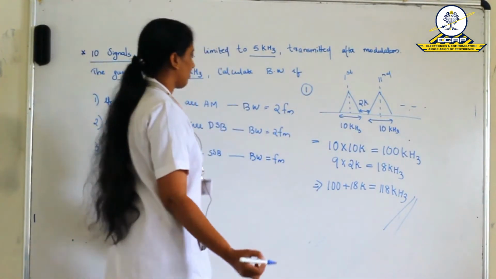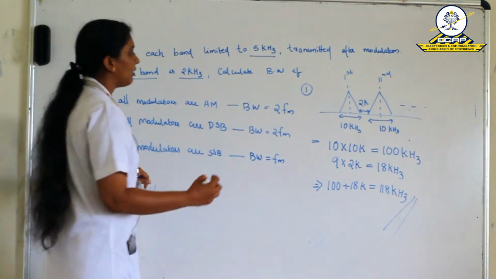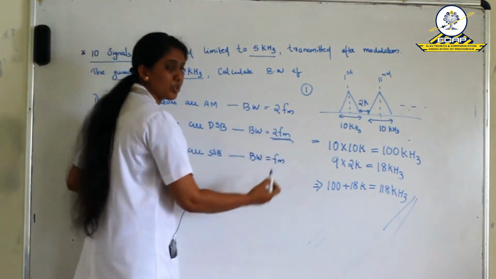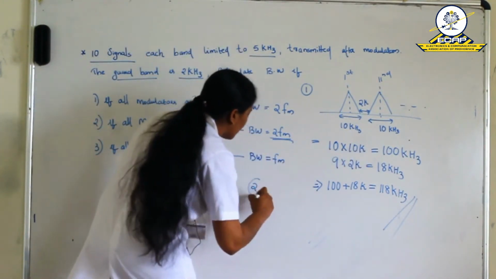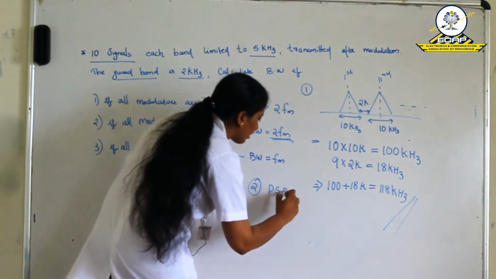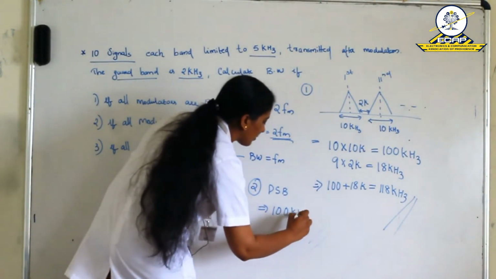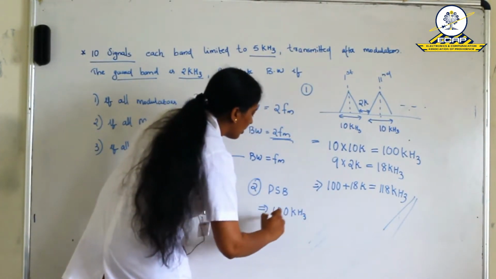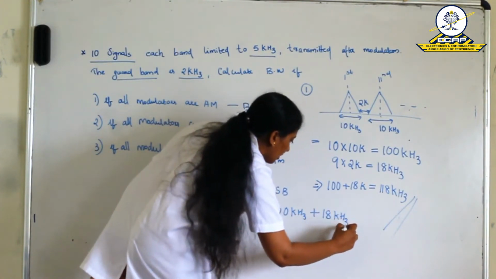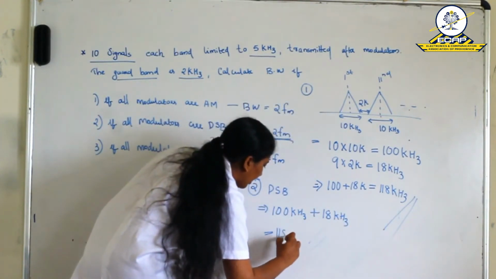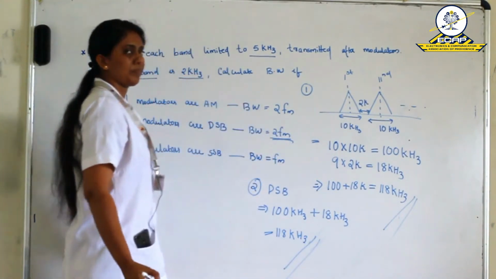The second part is if we are using DSB. The bandwidth of DSB is the same as AM, that is 2 fm. For the second question, we are using DSB. The total bandwidth is 100 kHz, the same as AM. The guard band is also 18 kHz. So the total system bandwidth is 118 kHz, similar to our AM signal.